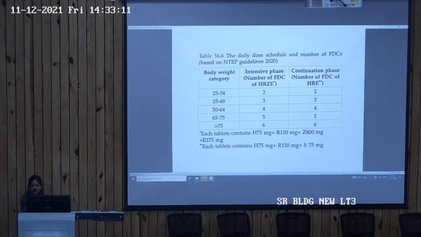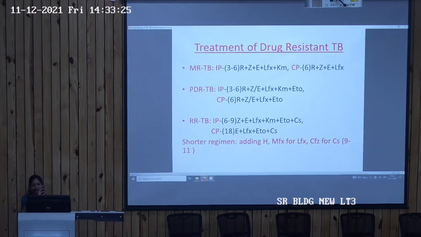Number of tablets are given because they are available as fixed dose combination. Okay, so according to this, these number of tablets are given based on the weight category. But if the dose is asked, you need to know the doses. Now coming to the drug resistant TB. So with the treatment regime, you must be clear.